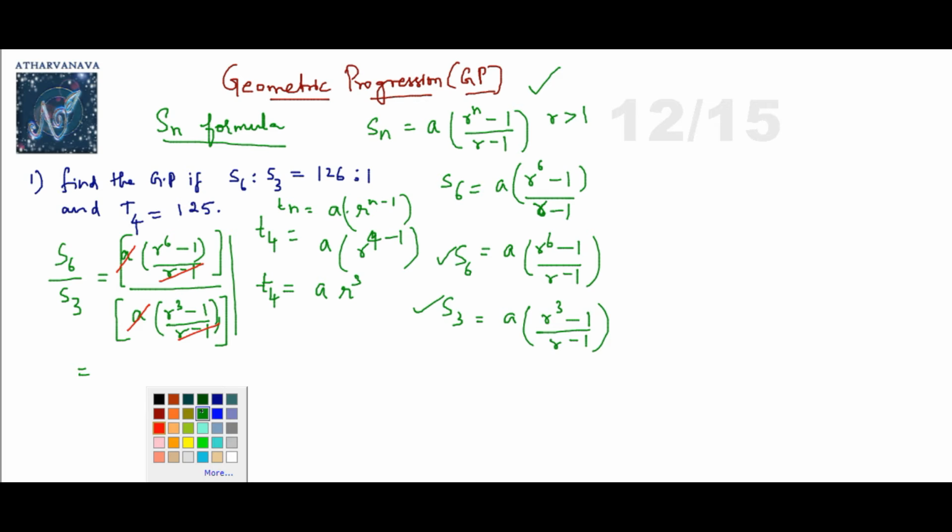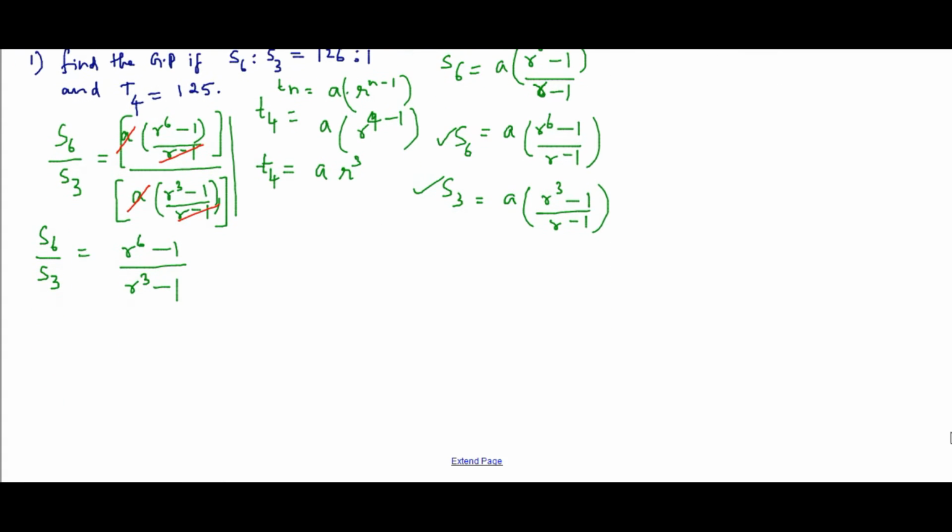Okay, then what should be your final? S6 by S3 is equal to R power 6 minus 1 by R power 3 minus 1. Now listen to this very carefully. When you are dealing with ratios, you have to be very careful. Also it is equal to 126 is to 1, so I'll write 126 by 1. All three are the same now. So from here on I'll just move with these two: R power 6 minus 1 by R power 3 minus 1 is 126 by 1.